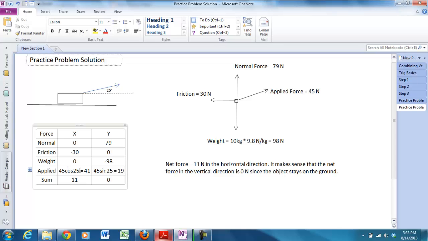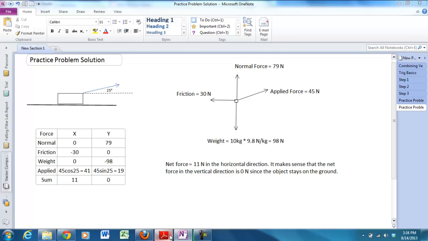So we've got the 45 cosine 25, which gives me the x component, and the 45 sine of 25 gives me the y component. When we add those together, we get this result. So the net force is 11 newtons in the horizontal direction, and that makes sense that there is 0 net force in the y direction because the object doesn't rise off the ground, so it doesn't have any motion in the y direction, so the net force in that direction will be 0.